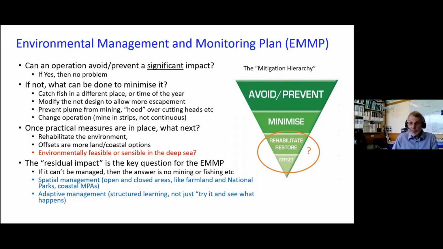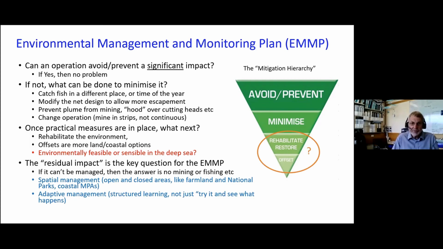So there are ways where you can practically minimize the impact. But if you've got to a stage where you can't minimize it anymore, what next? And you come down to this rehabilitation of the environment. We do it on land. Can we do it in the deep sea when we're talking about manganese nodules that will take millions of years to accrete? We can't restore the environment, but can we manage it in other ways, or can we rehabilitate some elements of it?